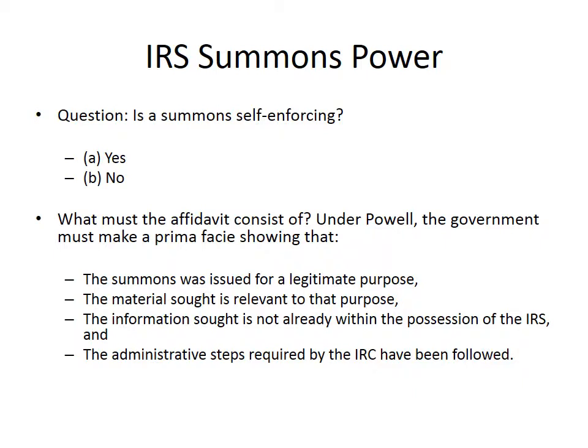The main factors that the government has to show, or what the affidavit must consist of, is 1, that the summons was issued for a legitimate purpose, 2, that the material sought was relevant to that purpose, 3, that the information sought is not already within the possession of the IRS, and 4th, that the administrative steps required by the Internal Revenue Code have been followed.